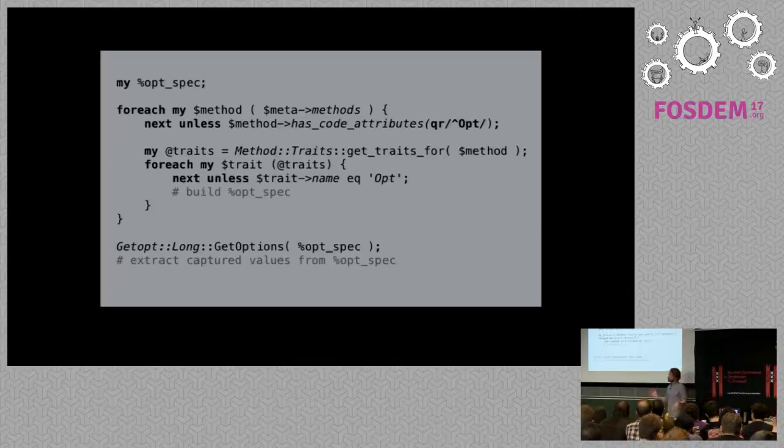So I can loop through all the methods in my meta, so assume that's my class. I can check if I have a code attribute that is opt, so I know that I'm looking for that, and I can get rid of them if I don't have it. Get the trait, make sure that the trait is also opt, and then from there I can build the opt spec. So I had all those strings, I can start to slice them up and build the opt spec, and then I can pass it into get_opt long, and then I can get my values out, and I can be done. I actually have a test of this that works with all the code that's missing, and I'll comment it out here.